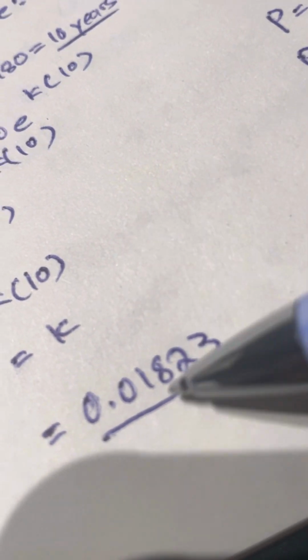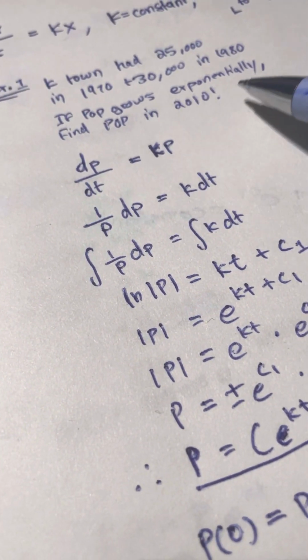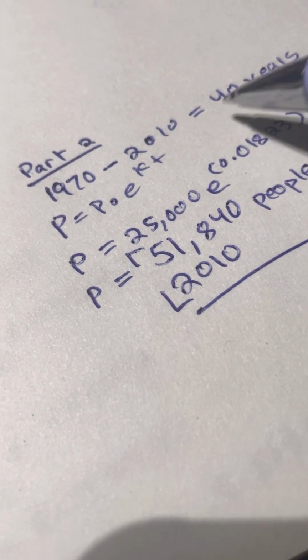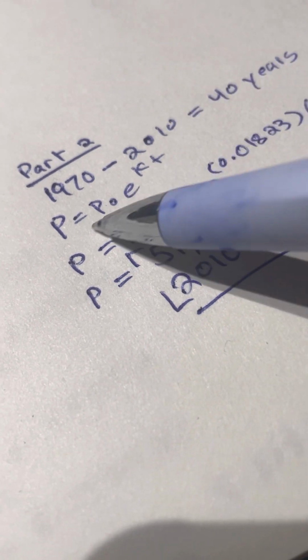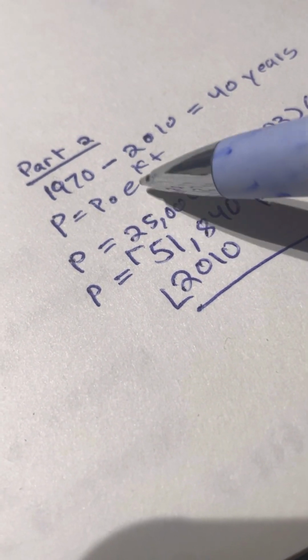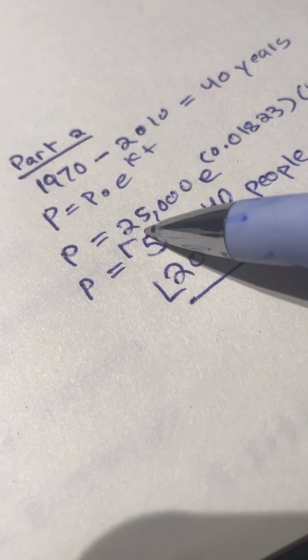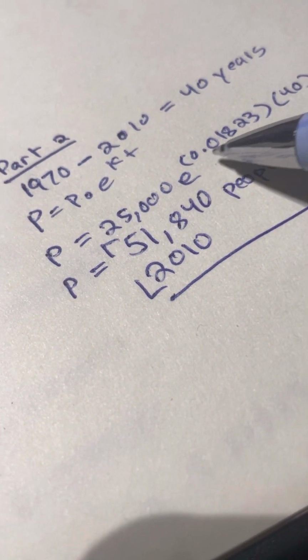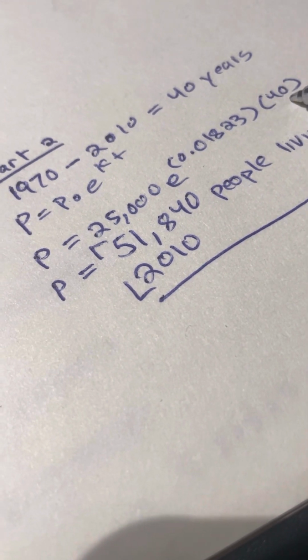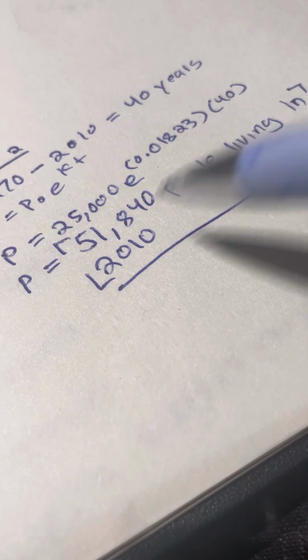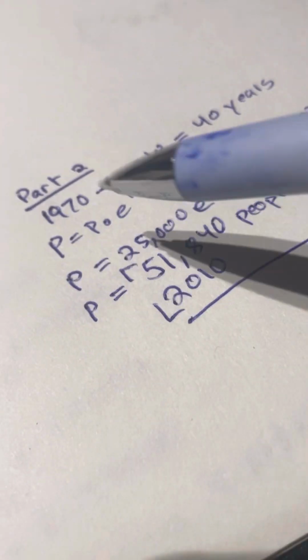That's our k. Now part 2 was, if the population grows exponentially, find the population in 2010. Very easy. From 1970 to 2010 is 40 years. So we do p is equal to the initial population, e to the kt, so p is equal to 25,000 for the initial population, e to our constant k, times 40 years, and then we get 51,840 people living in 2010. So yeah, that's how we do it.